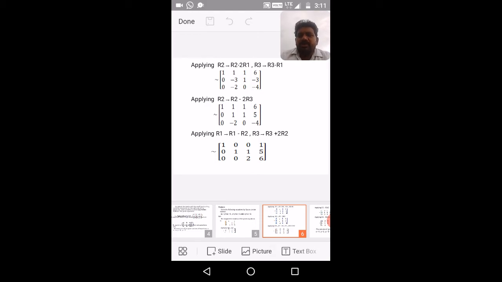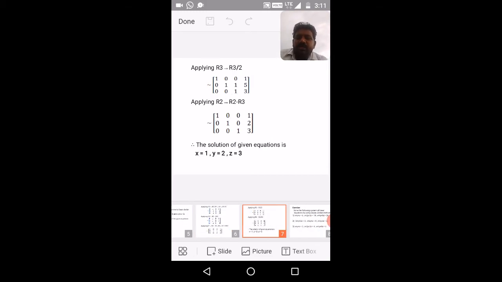So the final form which we have to get is 1 0 0 alpha, 0 1 0 beta, 0 0 1 gamma. So we have to change the third element of the second row to be 0, and the third element of the third row, which is 2, to be changed to 1. So for those, the operation we have to take is that R3 should be divided by 2.